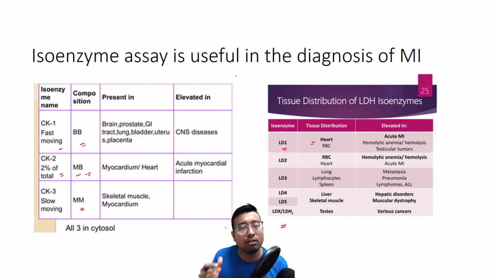But if you have time, you must mention both of these isoenzymes. Thus, after mentioning, you need to write, thus isoenzyme assay is useful in the diagnosis of MI by isolating the isoenzymes that are specifically present in the cardiac muscle, that is CK2 and LD1.